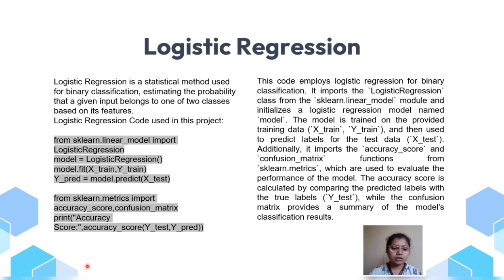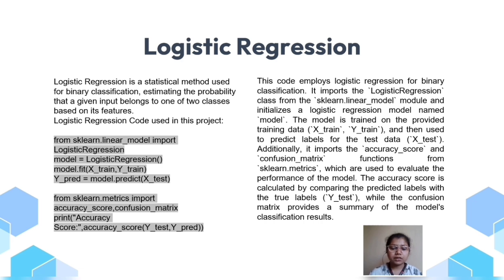Logistic regression code which we have used in our project is this one. This code snippet performs the following tasks. Firstly, it imports the logistic regression class from the sklearn.linear_model module. Next, it initializes a logistic regression model named model. Next, it fits the logistic regression model on the training data, that is X_train and Y_train, where X_train represents the feature matrix and Y_train represents the target labels.